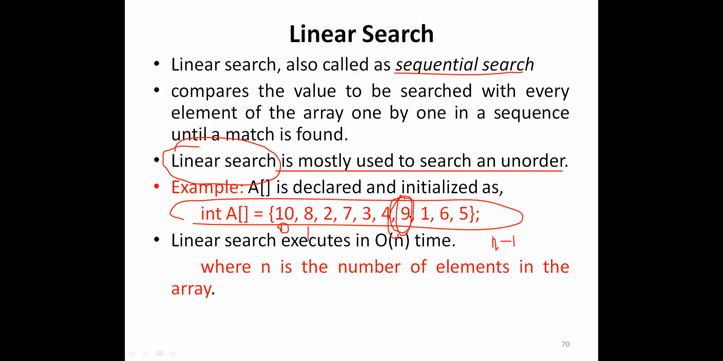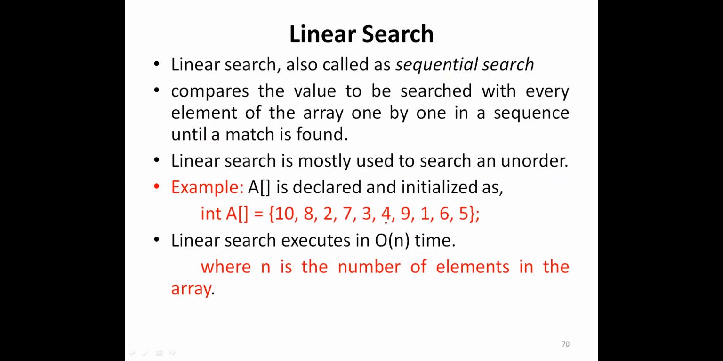If the element is not there, for example, if you are going to search for element 11, you'll keep on searching from the 0th index until it reaches the last element in the array. If element 11 is not there, it returns a negative value, indicating that the element is not found in the given array. So what is the time complexity of this linear search? The time complexity is order of n. If you have n elements in the array, the time complexity of linear search is order of n.